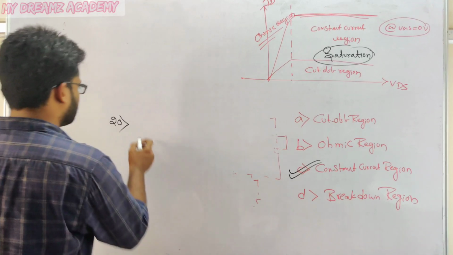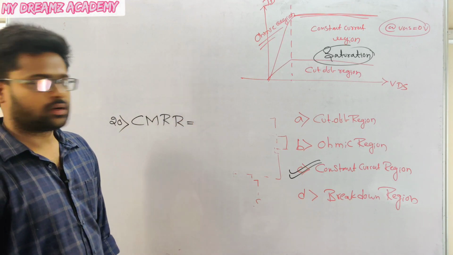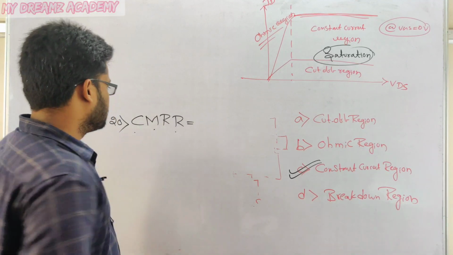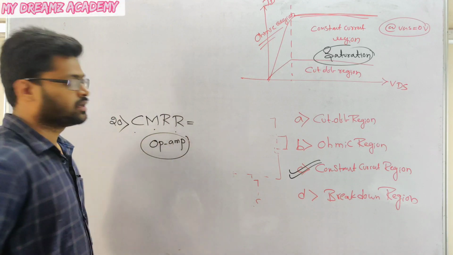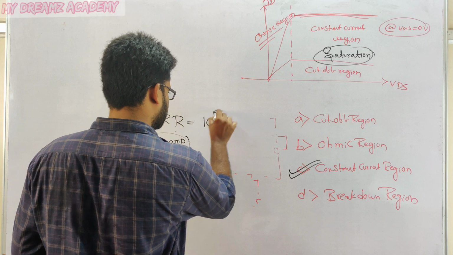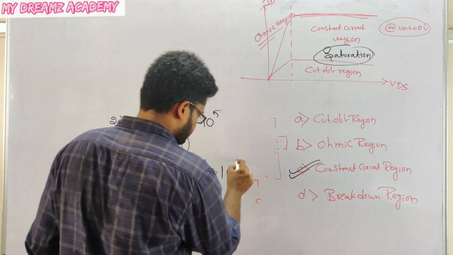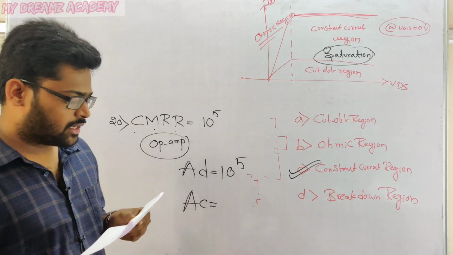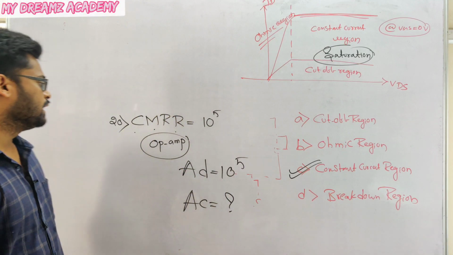Question number 20 is about CMRR, common mode rejection ratio, in an operational amplifier, op amp. CMRR of the op amp is 10 power 5, and differential gain AD is equal to 10 power 5. What is the common mode gain of the amplifier? We need to calculate this one.